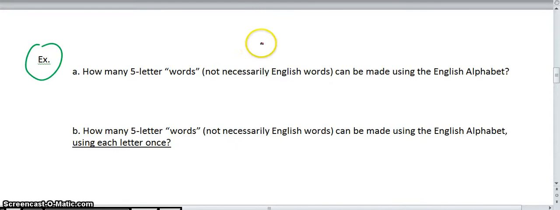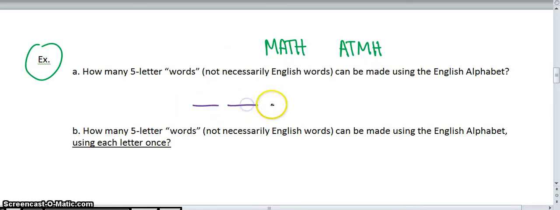If I put the word, let's say, math, that's going to be a totally different word than if I rearrange the letters to look like this. So order does matter for a word that you're making. So if it's going to be a 5-letter word, that means each letter has a certain amount of options. So I have 5 letters, so I draw 5 blanks.